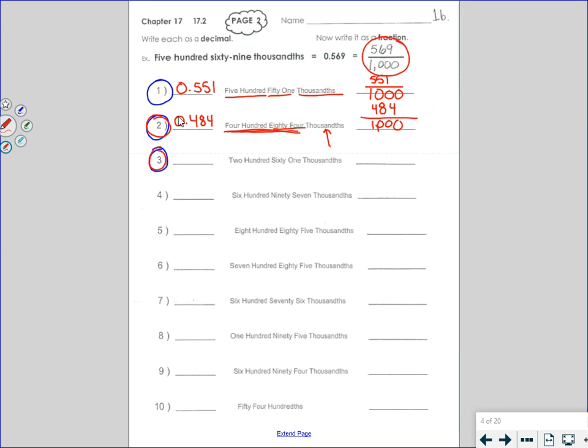Okay. If you haven't done number 3, so 261 thousandths, so 0.261, because 261 ends in the thousandths place value. Okay. So now break it down again. Oops, sorry. So we have 261. This tells us what our denominator is, thousandths. Okay. The rest of these will be extra practice.